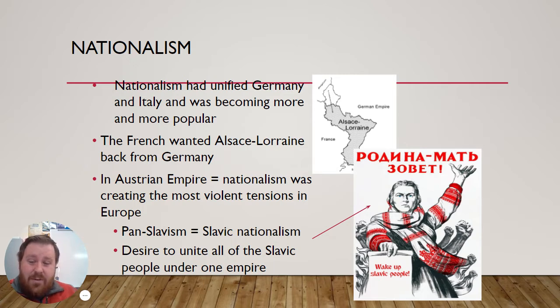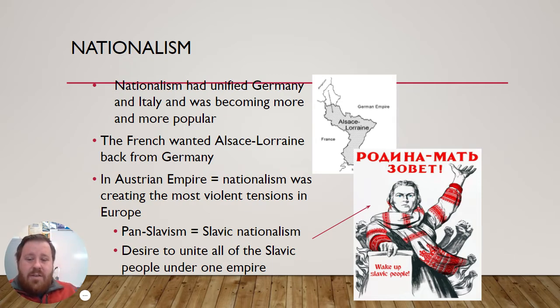That's very powerful during this time, and a lot of people want that, and they want to be unified with other people in their people groups, or they want to kind of separate from other people in the country and make their own nation. So the French wanted Alsace and Lorraine back from Germany. It's a culturally French area, and they wanted that territory back because they considered it part of their nation. In the Austrian Empire, nationalism was creating the most violent tensions in Europe.